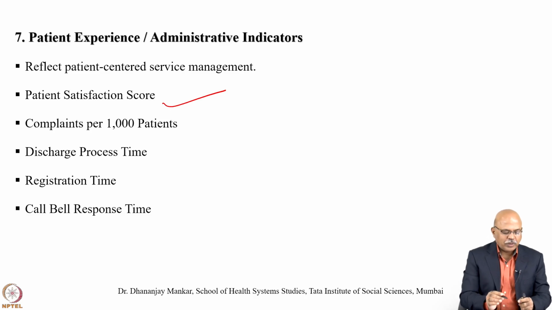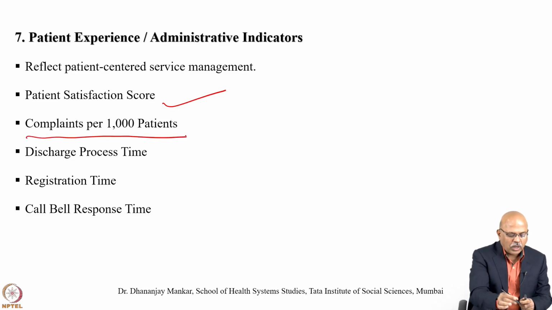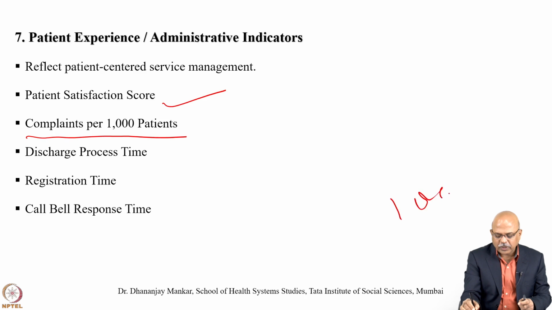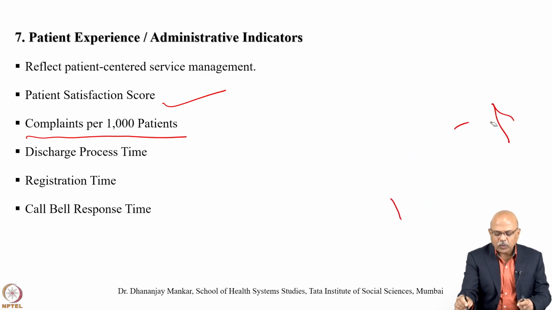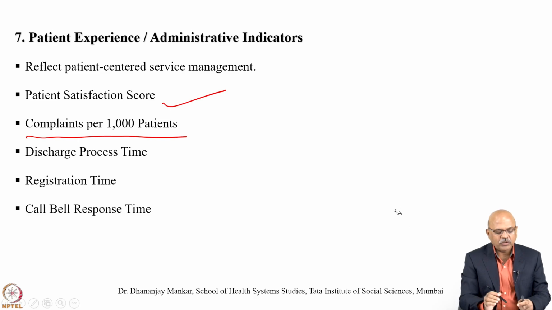Complaints per 1000 patients is very important: out of 1000 patients, how many have given complaints, whether it is 2 or 10 or 50, or increasing in trend. This is very important to see, as most organizations don't even focus on getting complaints or feedback.